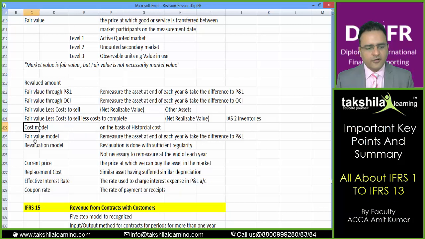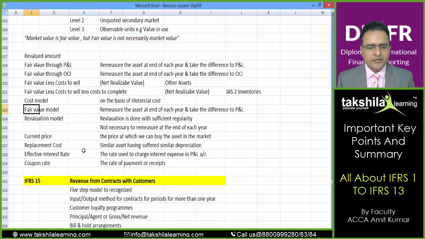Cost model, you use historical cost. Fair value model, you measure the assets at fair value, take the difference to P&L at the end of each year. Revaluation, as I said, is not done at the end of each year. It is done with sufficient regularity. Current price is the price at which you are able to buy a similar kind of asset in the market.